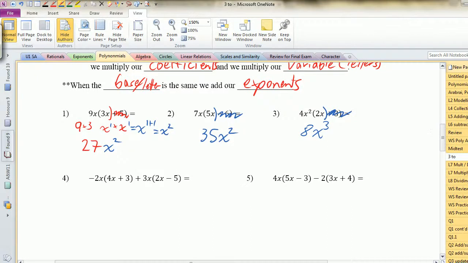So, I'm just going to give you a couple more examples here. Let's go 2x times positive 3. And then we're going to go 2x times negative 5. So multiply these two together. Multiply those two together. And remember they're connected by an addition sign.